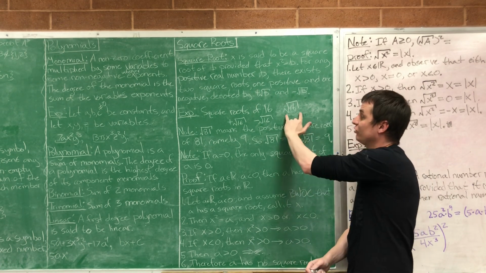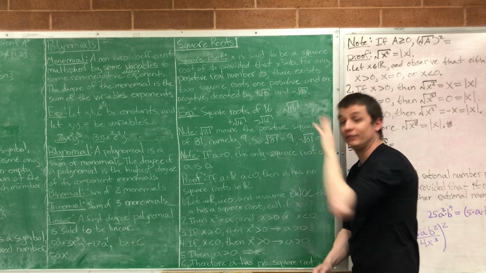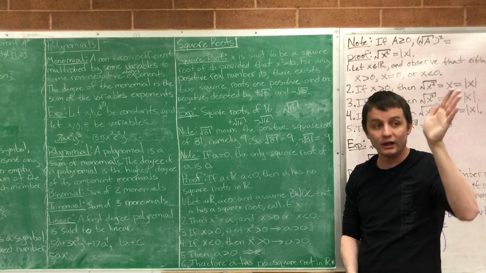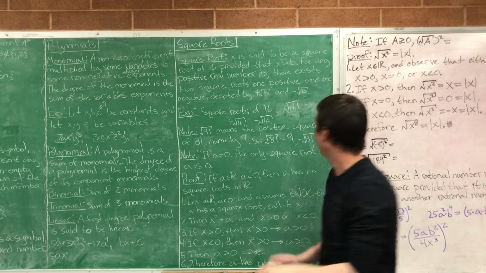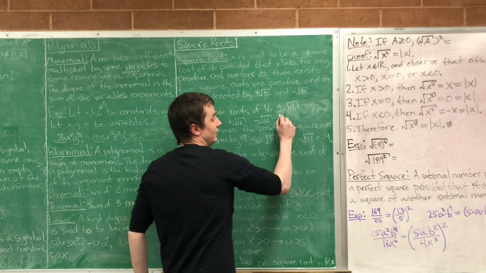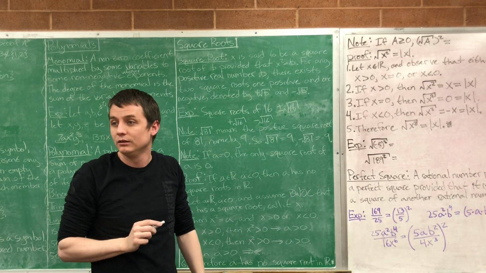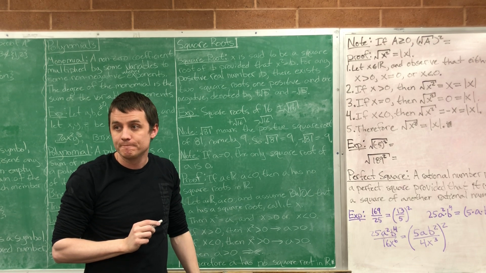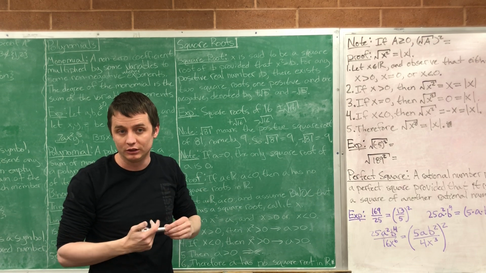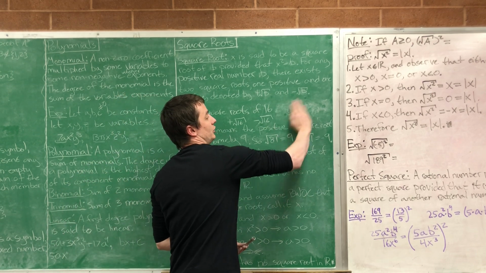So don't get confused. This always spits out a positive number. 16 has 2 square roots, positive 4 and negative 4. So the 2 square roots of 16 are plus or minus the square root of 16. Don't get confused in that terminology. And you've solved problems like this 100 times.